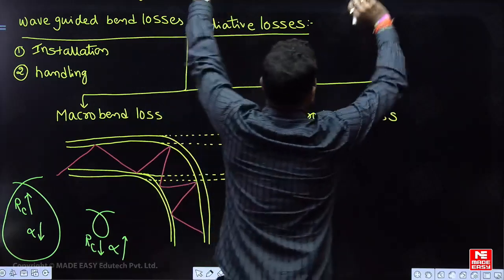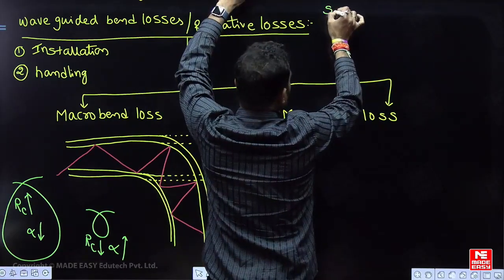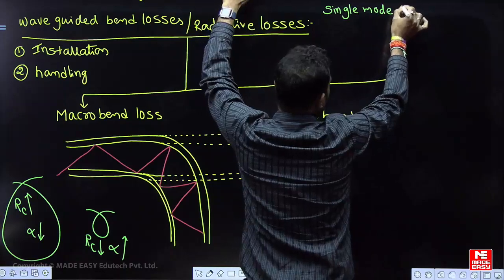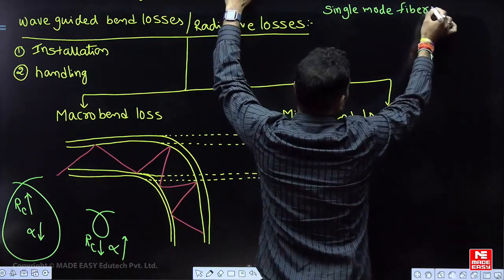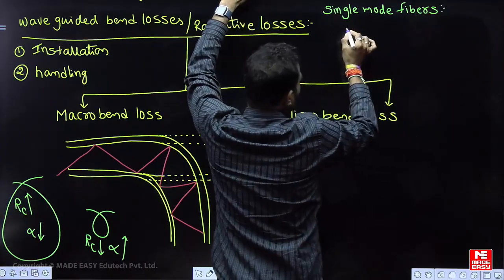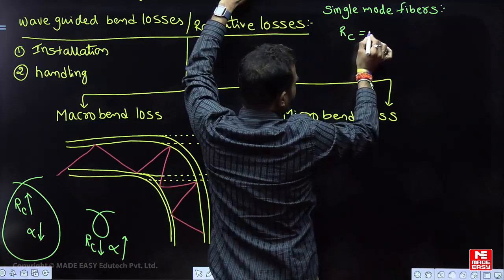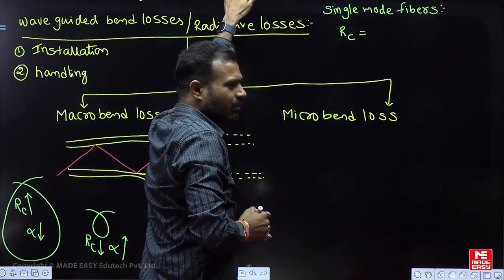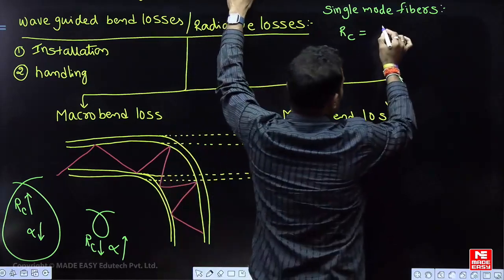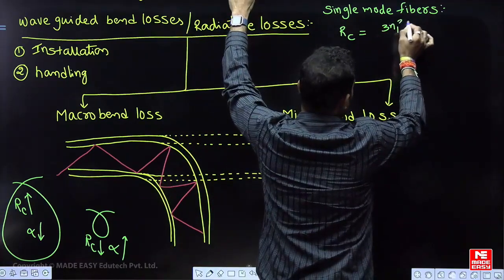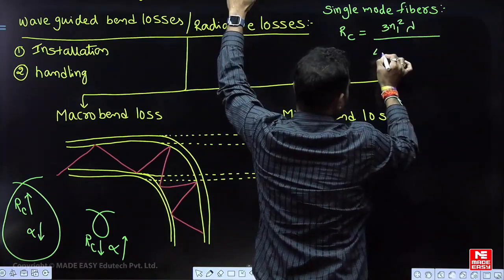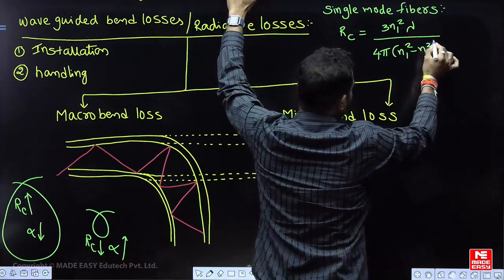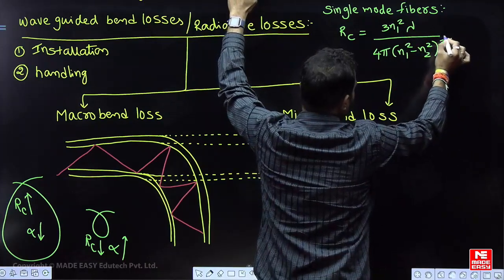When we talk about single mode fibers, I am writing the bend radius. For single mode fibers, your bend radius is given as RC. RC stands for radius of curvature. So, the radius of curvature is given as 3 n1 square into lambda divided by 4 pi into (n1 square minus n2 square) whole to the power of 3 by 2.